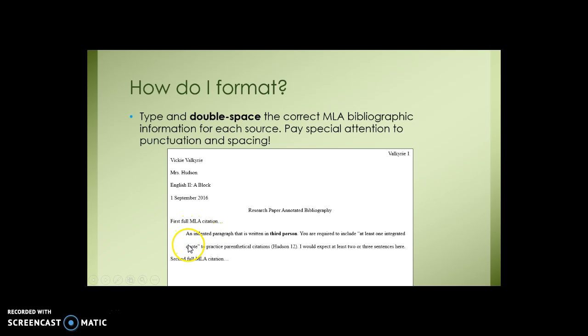And then this right here, these are your annotations. This is an indented paragraph, so please note that it's not just the first line that's indented. The entire thing is. It's written in third person. You're required to include at least 1 integrated quote so that you can practice parenthetical citation. And I'm going to expect at least 2 or 3 sentences here. And then when you're finished with that annotation, you come down to the second full MLA citation and you begin again. And of course these MLA citations will be in alphabetical order.